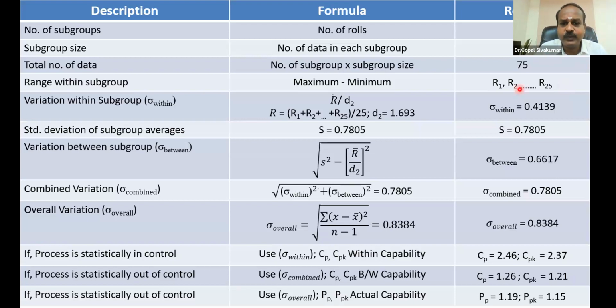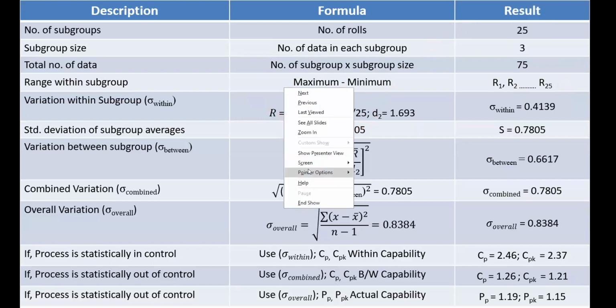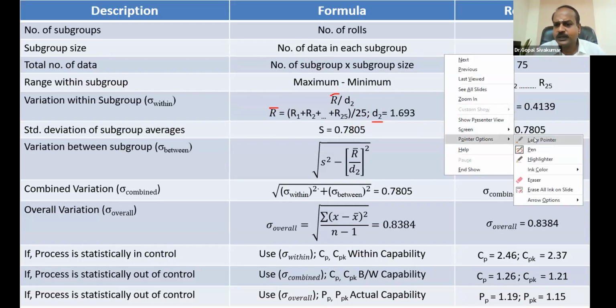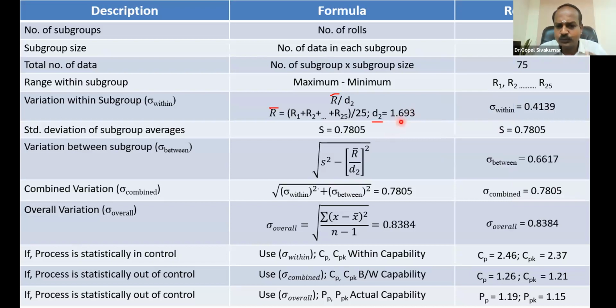So, now see here, we have the formula. R bar divided by D2. What is R bar? The average of the 25 ranges you have. Can you see here? R1, R2, R3, up to R25 divided by 25. Can I call it R bar? Yes. This is R bar, so R bar is calculated. Now, what is this D2? D2 is a control chart constant that depends on subgroup size.